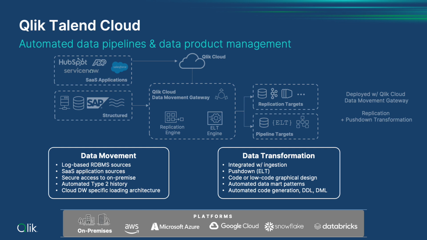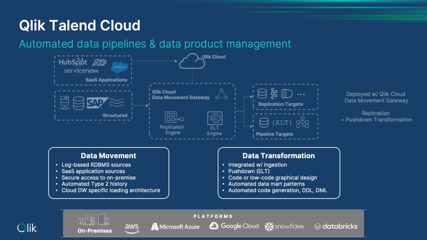So ingestion supports an automated bronze layer, if you will, and then transformations are all pushed down, what we would call ELT, and these are against your popular cloud warehouse or lakehouse targets. So a Snowflake, a Databricks, BigQuery, Redshift, Fabric, etc. So that's in a nutshell what Qlik Cloud data integration is. It's around data movement and data transformation as an integrated part of a pipeline.